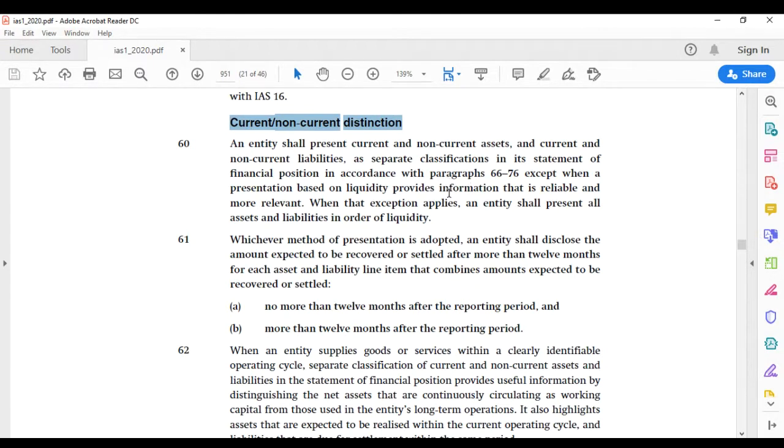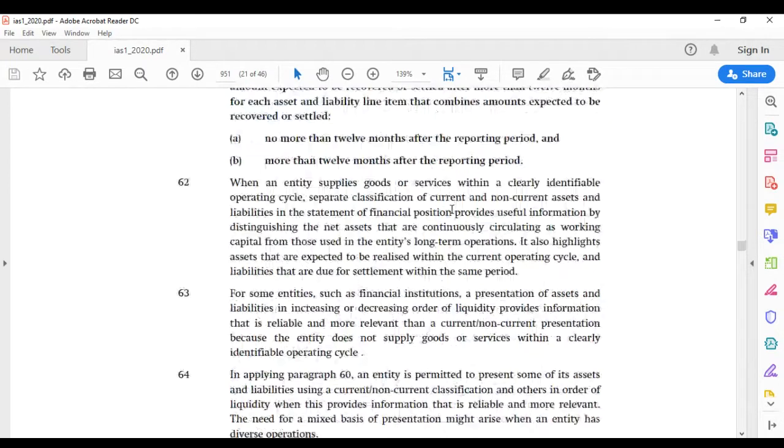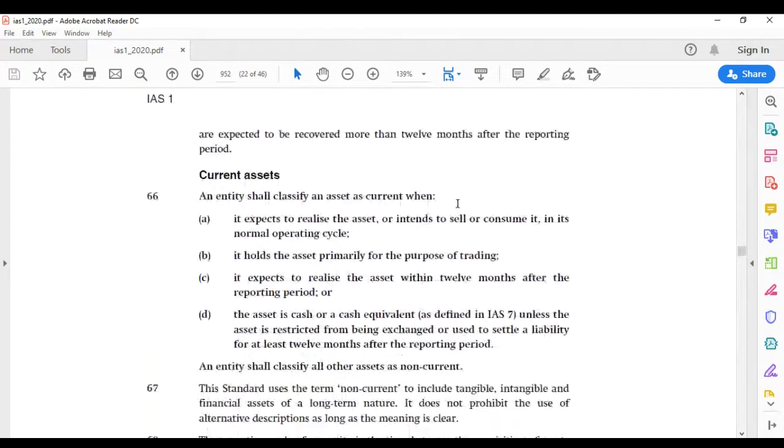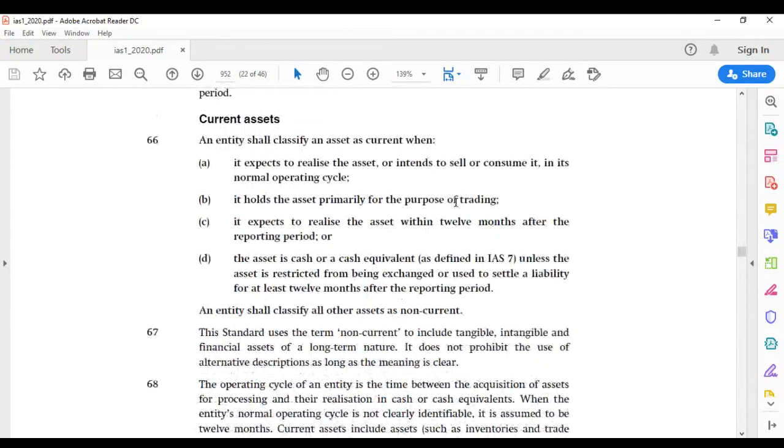Okay, so for that purpose, we find some definitions within IAS 1. We're going to look at those definitions, and then we're also going to have a little discussion on it. So let's start with the definition of current assets. What is the definition of a current asset?